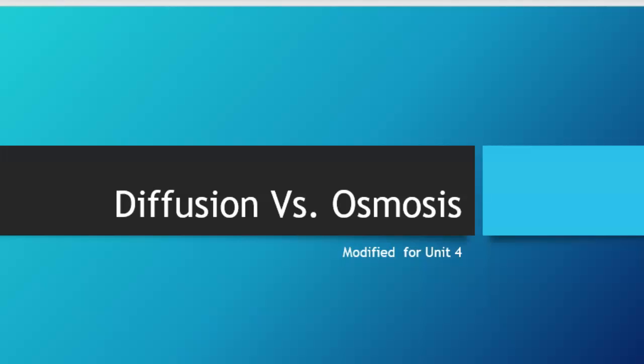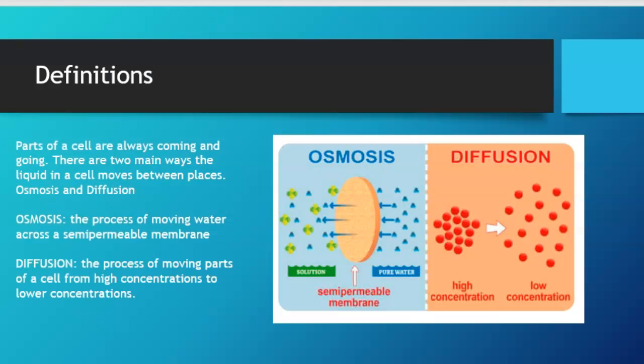This is a short video to explain the difference between diffusion and osmosis. Let's start with the definitions. When we talk about osmosis and diffusion, we're talking about transporting liquids and particles between parts of the cell or different cells. So there's always things moving between cells.